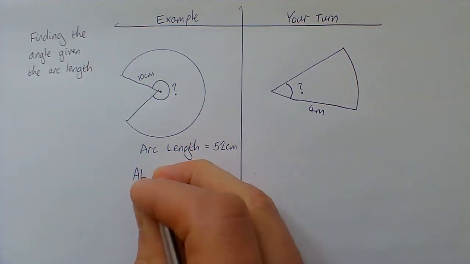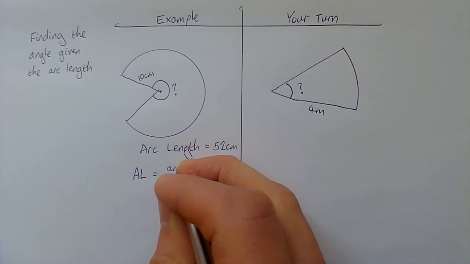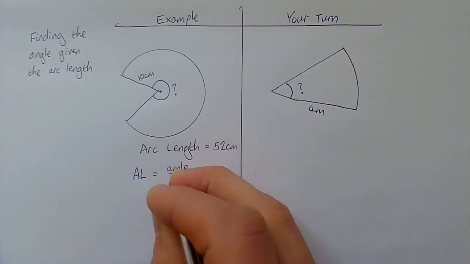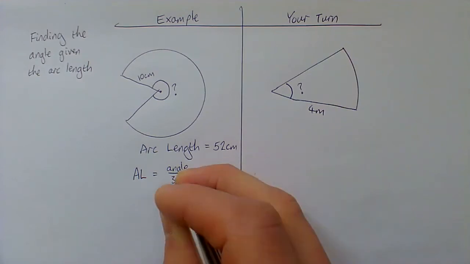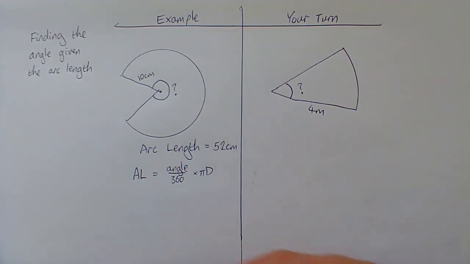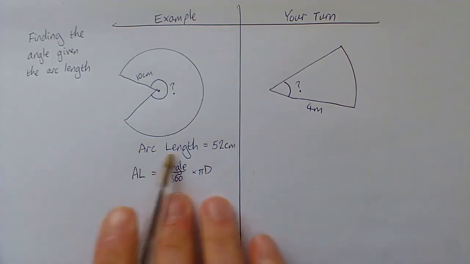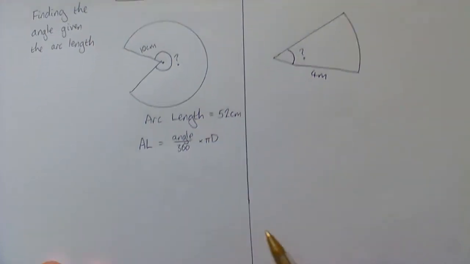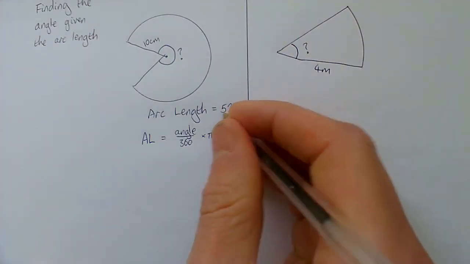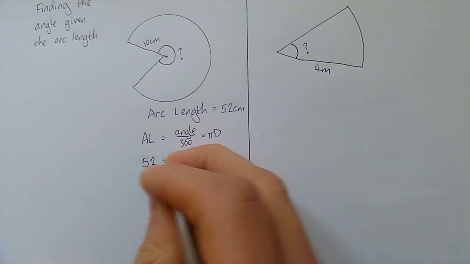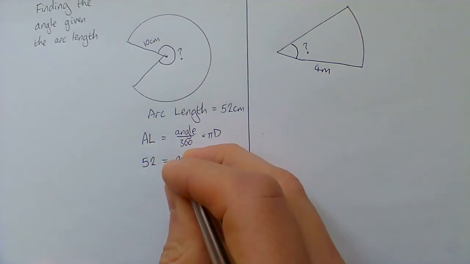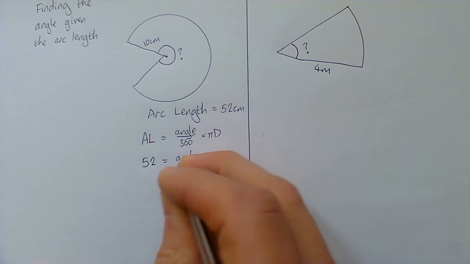So arc length here equals angle over 360 times pi d. Now that shouldn't come as any surprise. I've written down the formula with arc length in it because we've got arc length in the question. Next thing we're doing is we're putting the numbers we know in. So we've got 52 equals. Now we don't know the angle here.